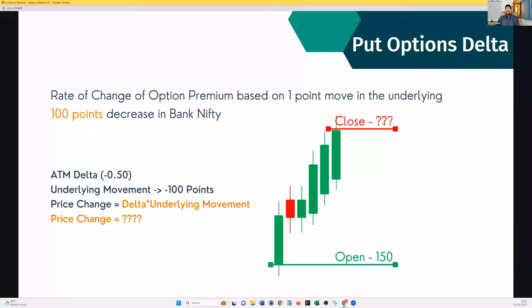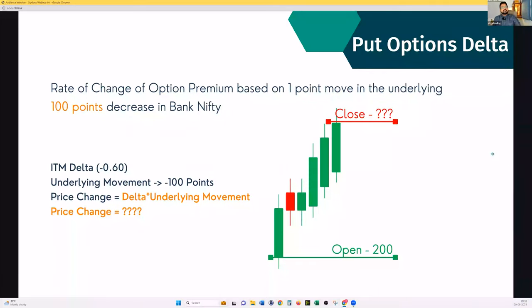Okay, now you guys understand the impact of delta. See, if you are selecting a strike price whose delta is only 0.1, even if the market moves 200 points, you are going to be gifted with only 20 points. So in order to select the strike, delta plays a very, very big role.